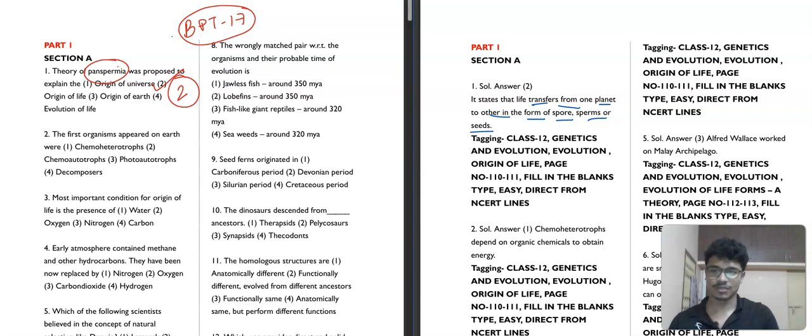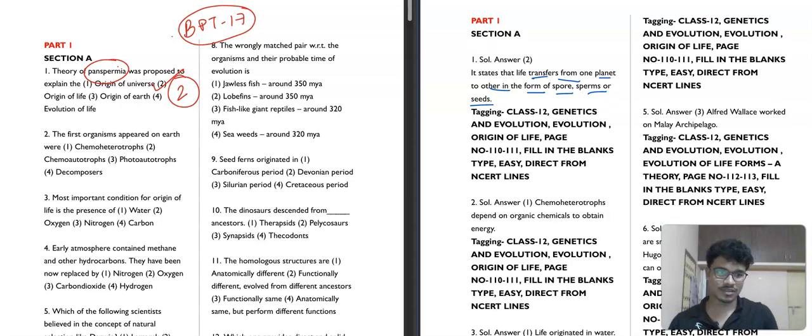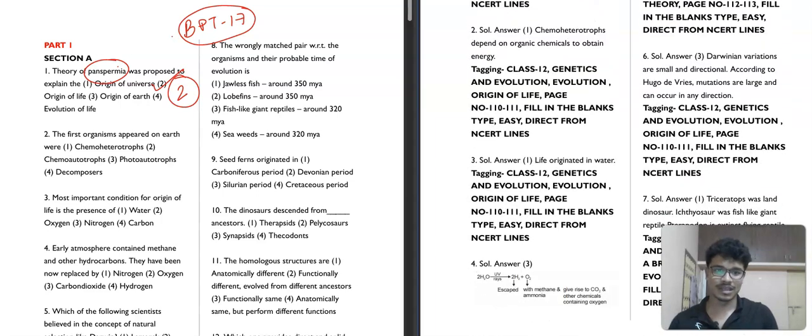Then moving to the next question, it is asking about the first organisms that appeared on earth. The first organisms that appeared on earth were basically chemoheterotrophs. It's not chemoautotrophs. Autotrophs need to make their own food and can't obtain their energy easily, but heterotrophs can, because they are dependent on others. So the first organisms on earth were chemoheterotrophs. So the first option will be our correct answer for this question. Not phototrophs, not chemoautotrophs, and not decomposers. Then question number 3.